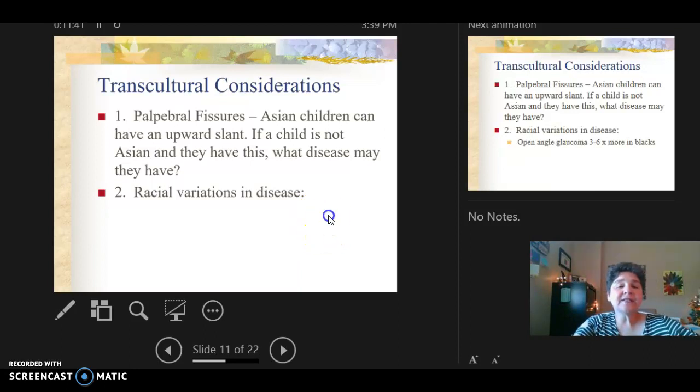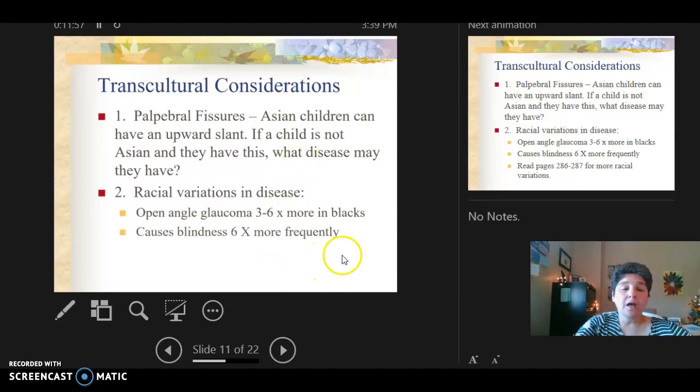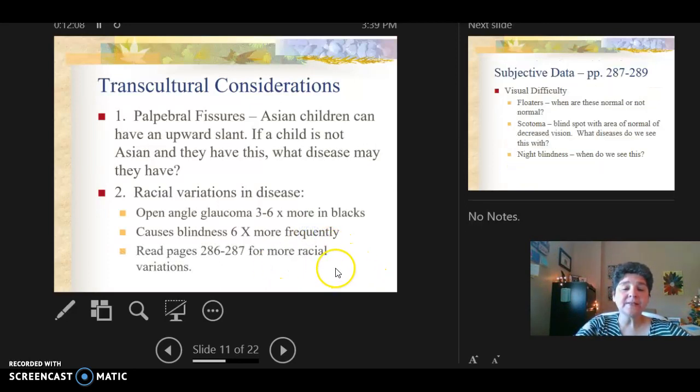Racial variations in the disease. People can develop open angle glaucoma 3 to 6 times more in blacks than in any other race. Open angle glaucoma can cause blindness 6 times more frequently in blacks than in other races. And then I'd like you to read through pages 286 and 287, and it talks about more of those racial variations. So those are some of the abnormal findings that you might see.